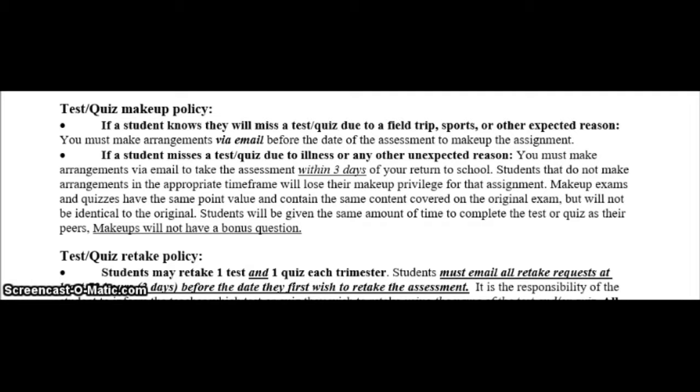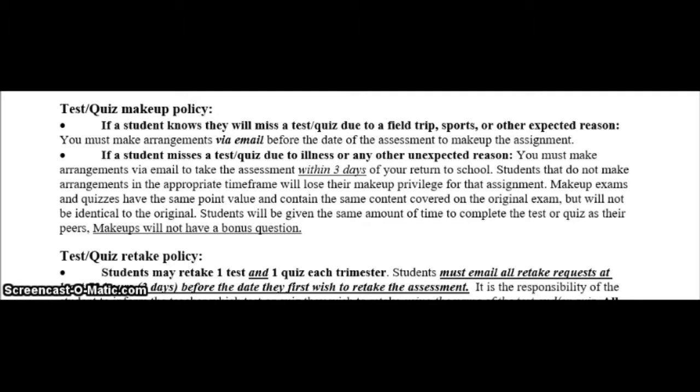If a student misses a test or quiz due to illness or any other unexpected reason, you must make arrangements via email to take the assessment within 3 days of your return to school. This does not mean you have to take the assessment within 3 days of your return to school, but you need to make the arrangements to make up the assessment within 3 days of returning. Students that do not make arrangements in the appropriate time frame will lose their makeup privilege for that assignment.